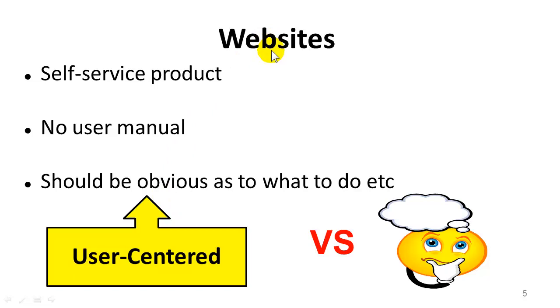So let's take a look at websites. A website is essentially a self-service product. There's no user manual telling us how to use it. Therefore, it should be obvious as to what to do and how to do things. This is what we mean by user-centered, as opposed to the user not knowing what to do. Making it easy for the user to use, making it obvious.